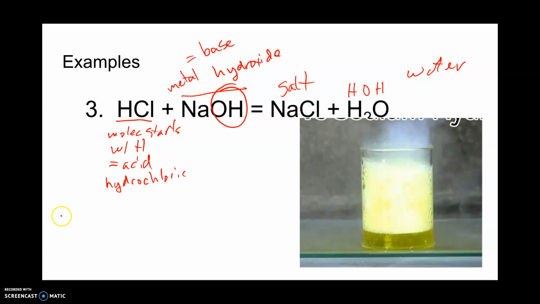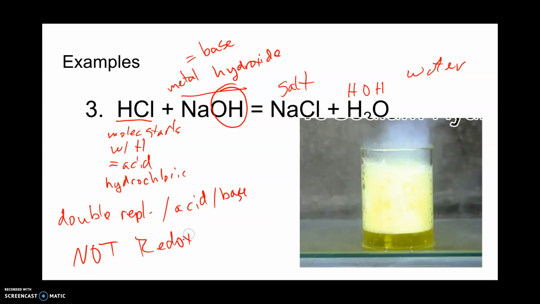So we have a double replacement and an acid-base neutralization. So both of these tell us that this is not redox. Now you could get deeper into the analysis and think about why this is.